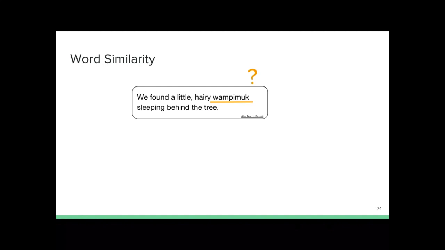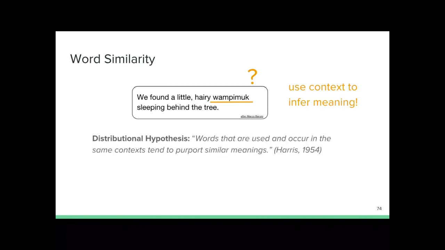It's an animal, exactly. It's probably furry. I think you have a sense of what this thing means, even though you've never actually seen that word. You don't know the exact meaning. But the reason you have that is because essentially context and the co-occurrences of words can tell you something about the meaning of that word.